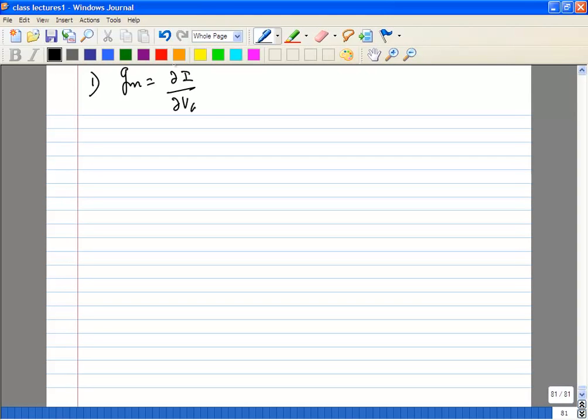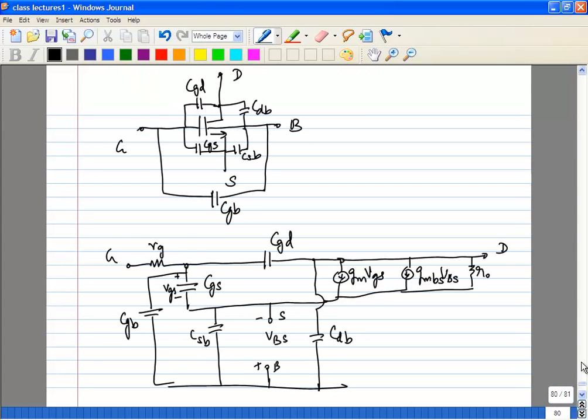∂ID over ∂VGS when VDS is held constant, right? Yes. This Gm is different than the other one. One of them is Gm with respect to VGS, the other is Gmbs, with respect to VBS. Yes, that's right. So the Gm depends on the gate to source voltage, the Gmbs depends on the bulk to source voltage.